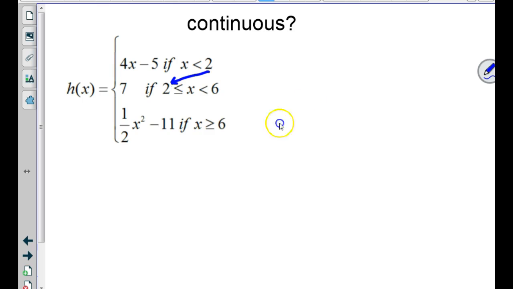We have to decide if it jumps there or not. Then it stays at 7 from 2 until 6. And then it jumps to this rule at 6. And we have to decide if it does jump on the graph or not.